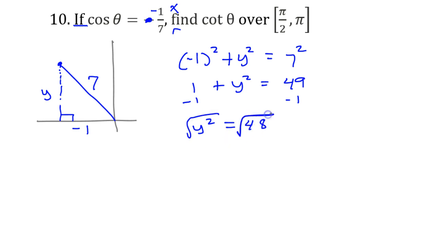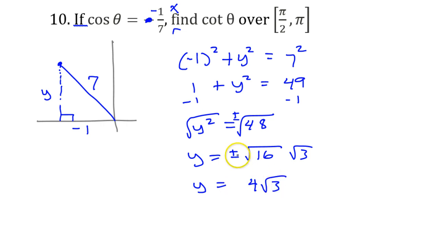Taking the square root of both sides, okay, this would be plus or minus radical 48. 48 is 16 times 3. So this is plus or minus, and this is 16 times 3. The square root of 16 is 4, of course, so this is 4 radical 3. I'm going to go ahead and drop the plus or minus because we know this has to be positive. So 4 radical 3. All right, so the y value is 4 radical 3. Now we can find anything.